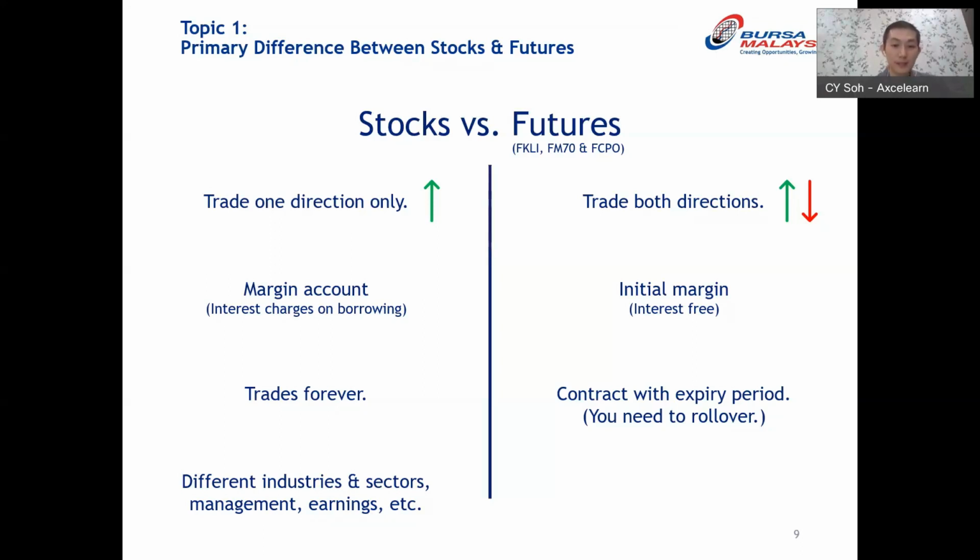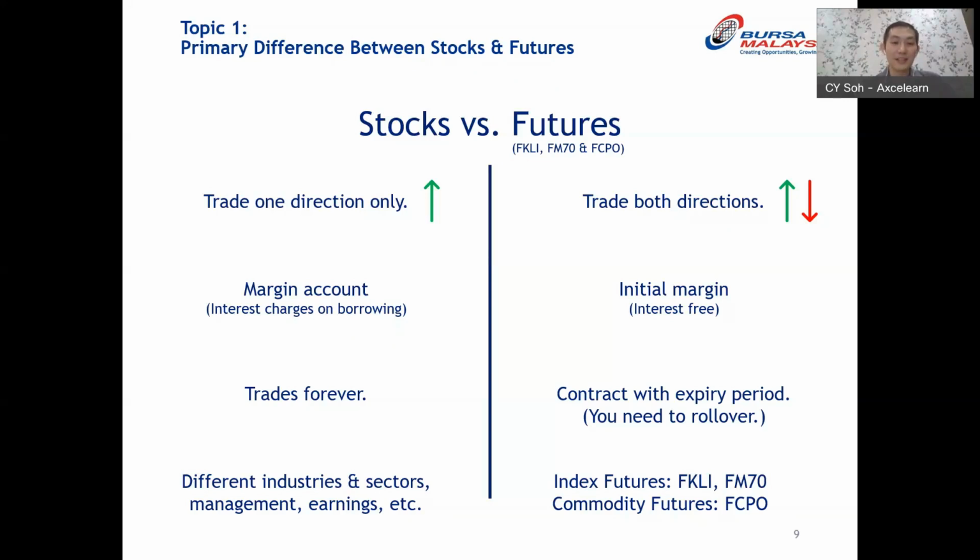Whereas for the futures market, it is actually very simple. We have three products only. We have index futures, which are the FKLI and FM70, where you just need to know the general market direction only. Where is Malaysia's economy heading towards? And the next futures product is the commodity futures, which is the FCPO, crude palm oil futures. This is based on real demand and supply. So you don't have to worry about which plantation you need to invest in, or whether the FCPO is well managed, or whether FCPO has earnings or not.